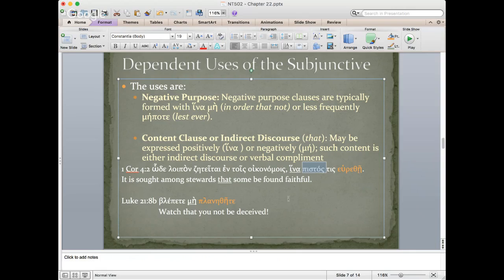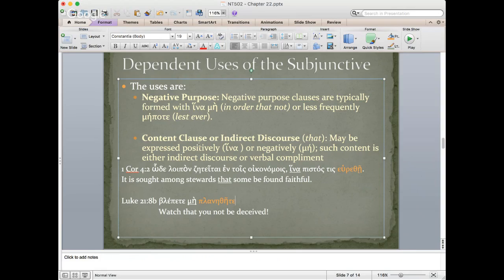And then down here, watch this command. You don't know commands yet, but watch. What's the content? This is probably the negative purpose. The reason why you need to watch is so that you would not be deceived. Passive, you can see that theta. And you say that's the content clause part there? That's probably a negative purpose.